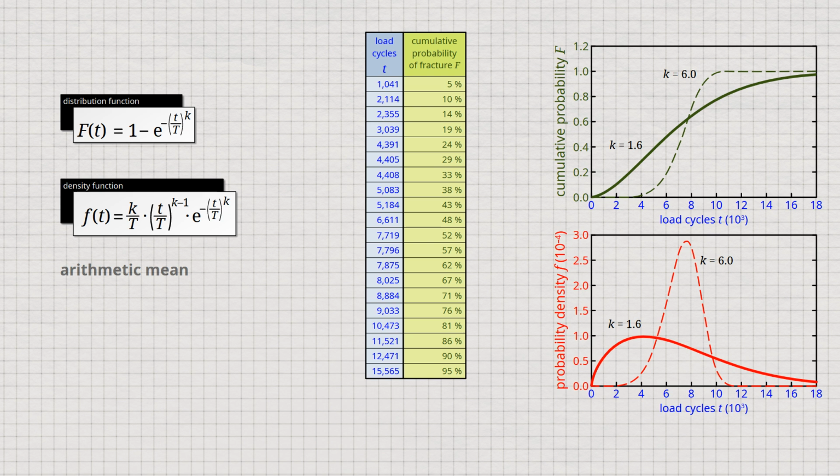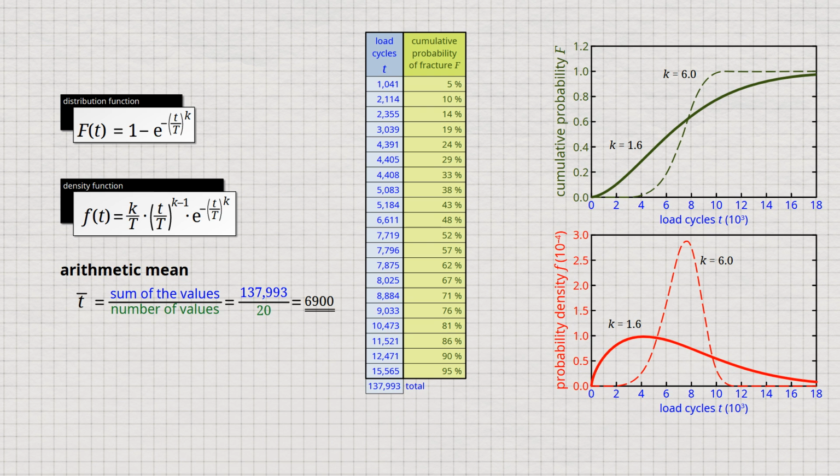To determine the arithmetic mean, we first add up the randomly distributed load cycles and divide this value by the total number of samples. With a total of 137,993 load cycles to failure and a total number of 20 samples, this results in 6,900 load cycles at which the samples fail on average. This is generally referred to as mean time to failure.